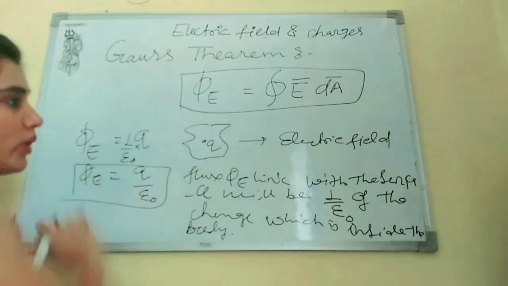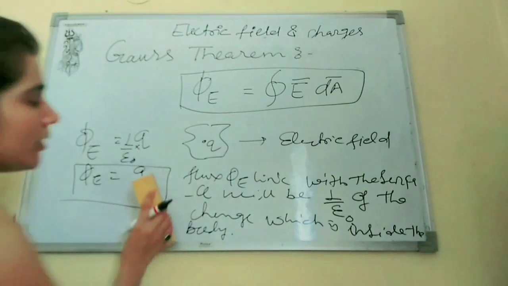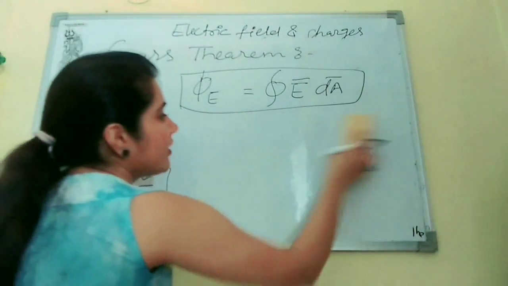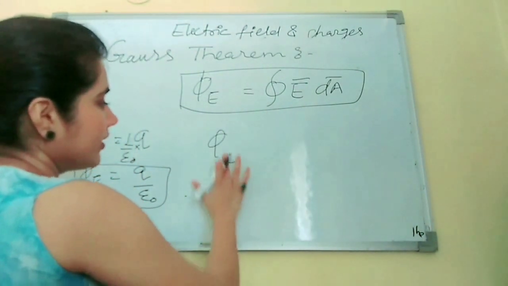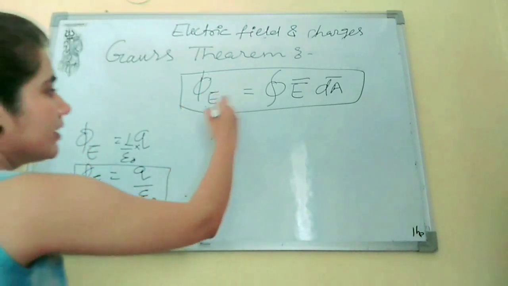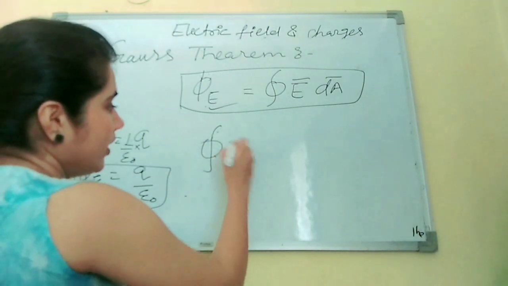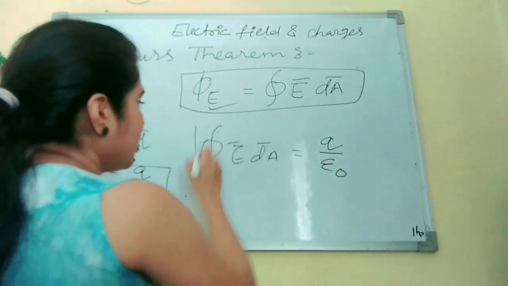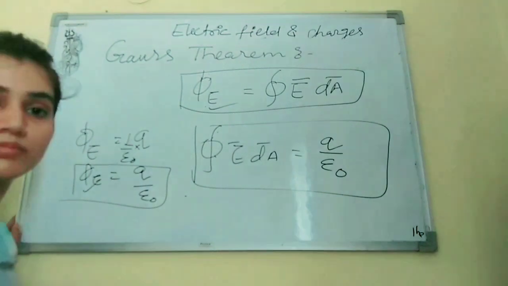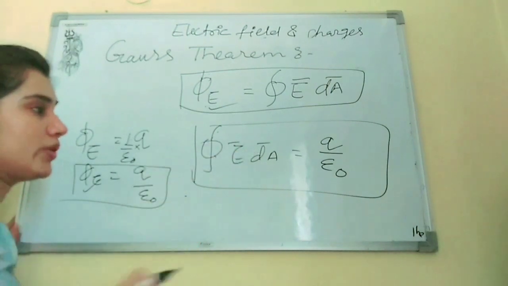If we compare both the equations, how can we write it? I'm just writing it, so just note it down or take a screenshot. In combined form, we write phi, sorry, this is phi, this is also phi. If we equate the equations, it becomes closed integration of E dA equal to Q upon epsilon naught. This is the Gauss theorem. This is a simple law. Now we will see the proof of this theorem.